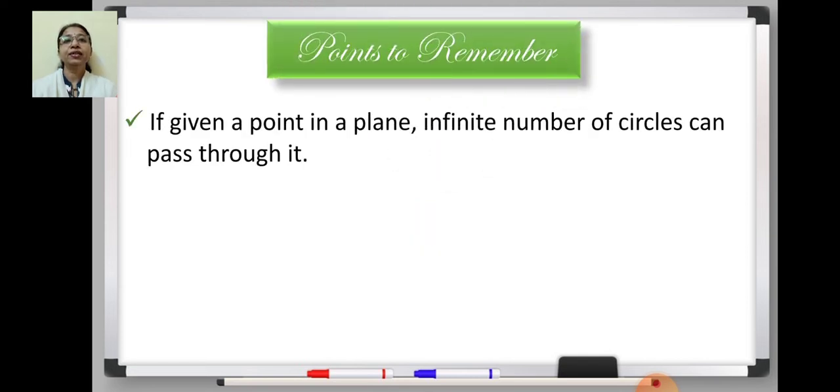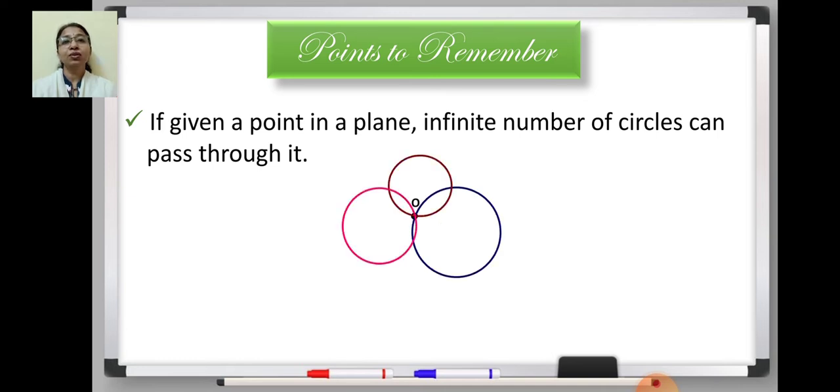Next point. If given a point in a plane, infinite number of circles can pass through it. If you remember children, we have learned this in standard 9th. If you are given a point, say point O, you can draw infinite number of circles passing through this point O, isn't it? You can draw infinite circles here.